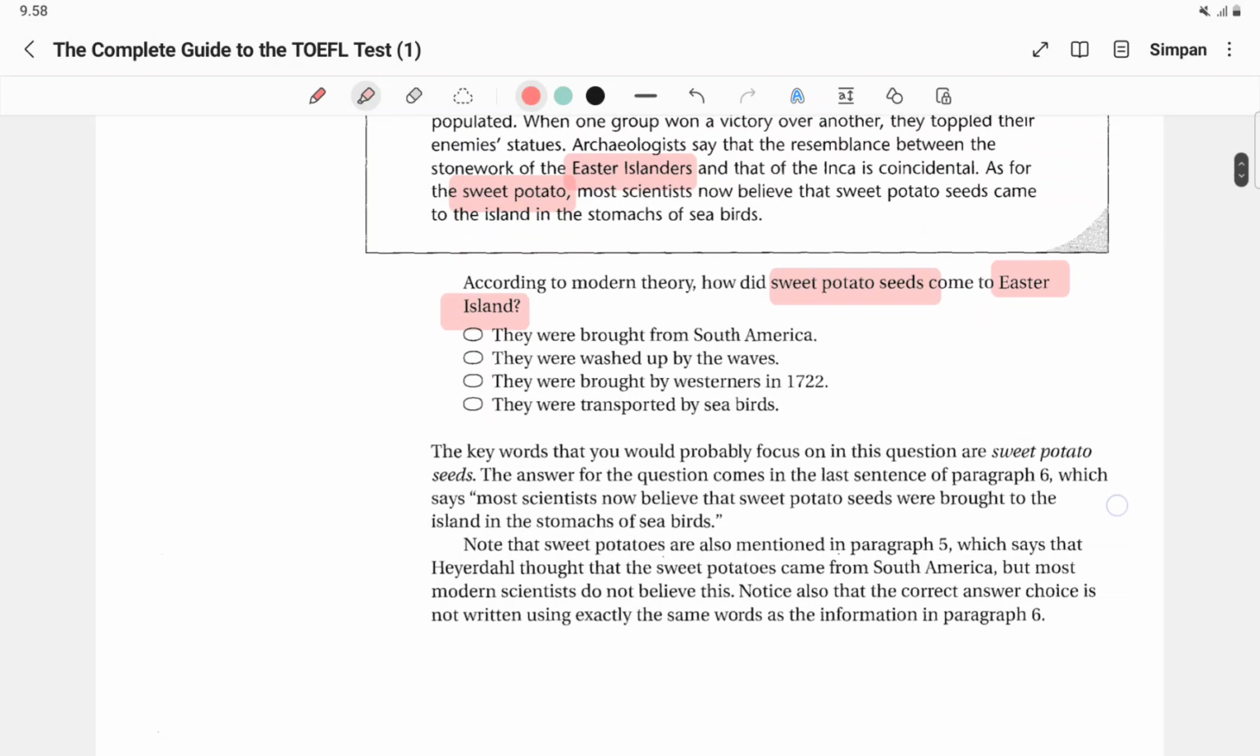of seabirds. The keywords that you would probably focus on in this question are sweet potato seeds. The answer for the question comes in the last sentence of paragraph 6, which says most scientists now believe that sweet potato seeds were brought to the island in the stomachs of seabirds. Note that sweet potatoes are also mentioned in paragraph 5, which says that Heyerdahl thought that the sweet potatoes came from South America, but most modern scientists do not believe this. Notice also that the correct answer choice is not written using exactly the same words as the information in paragraph 6.